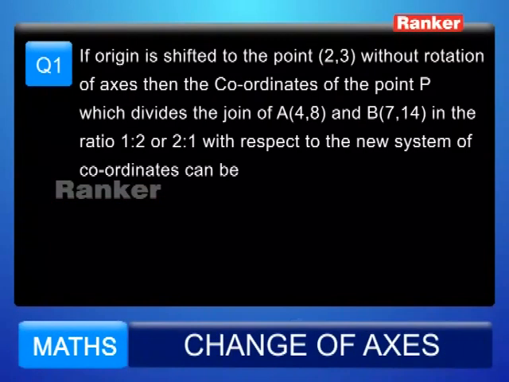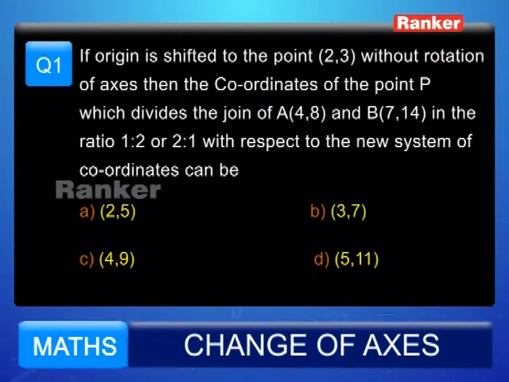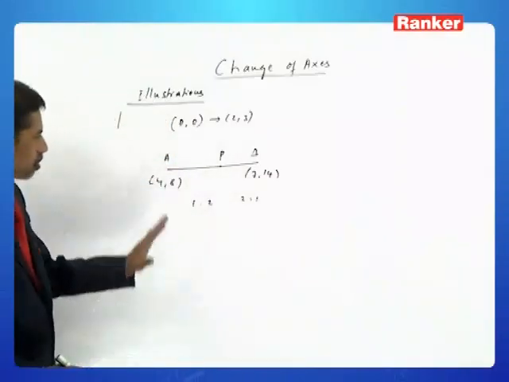Question number 1. If the origin is shifted to the point 2, 3 without rotation of axis, then the coordinates of the point P, which divides the join of A(4, 8) and B(7, 14) in the ratio 1:2 or 2:1, with respect to the new system of coordinates can be, the options are (2, 5), (3, 7), (4, 9), (5, 11). Now let's analyze this problem.